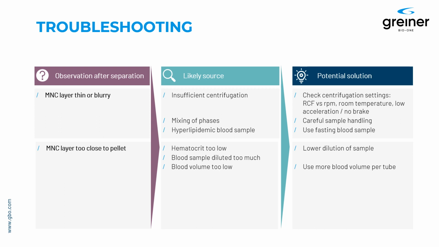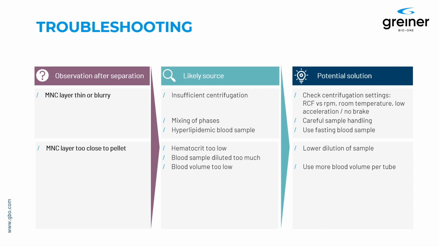Should the mononuclear cell layer be too thin or blurry, then likely sources are insufficient centrifugation, mixing of the phases, or a hyperlipidemic blood sample. Potential solutions then are to check the centrifugation settings, use more careful sample handling, or use a fasting blood sample to avoid a hyperlipidemic one.